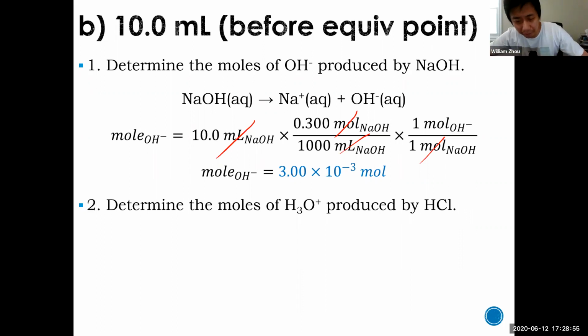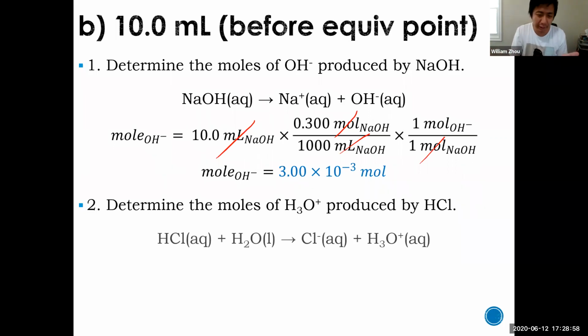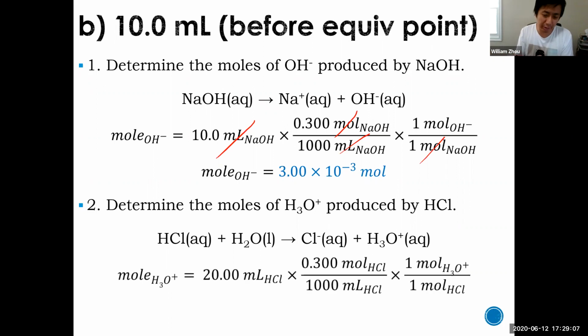You do the same thing for the hydronium produced by the HCl. HCl produces hydronium in this reaction. Again, it's a one-way reaction, no equilibrium. It's a 1-to-1 ratio. So volume is 20 milliliters. Concentration of that acid is 0.3. So that cancels, right? You have moles of HCl. I don't need that. I need moles of H3O. It's a 1-to-1 mole ratio, so you just multiply by 1 mole over 1 mole. The units should cancel. You would have mole of hydronium left. You put this in the calculator, you get 6 times 10 to the negative 3.